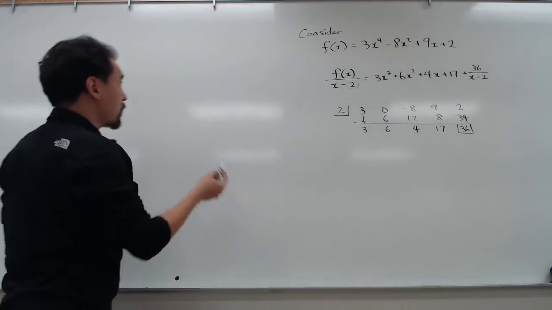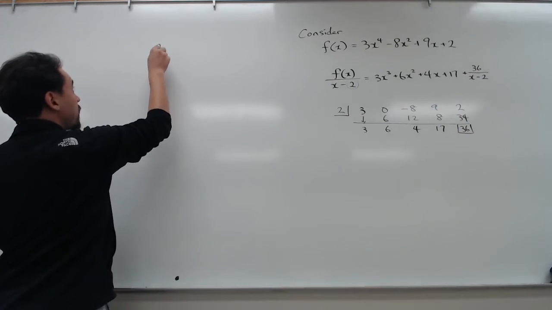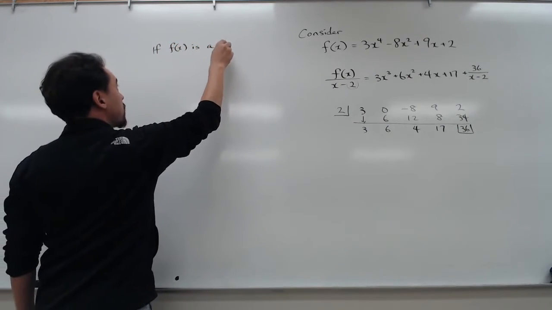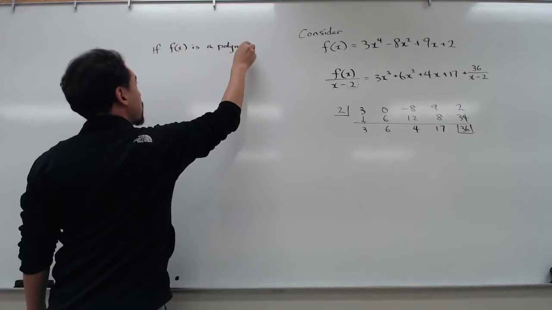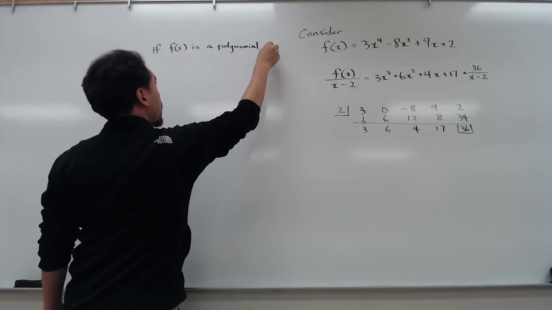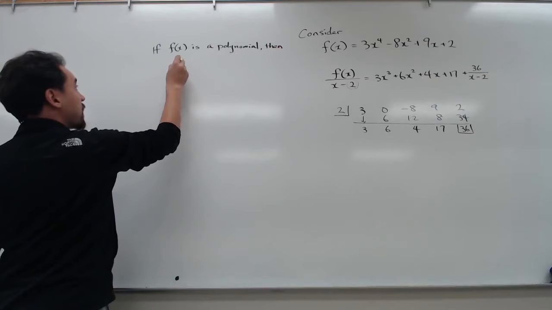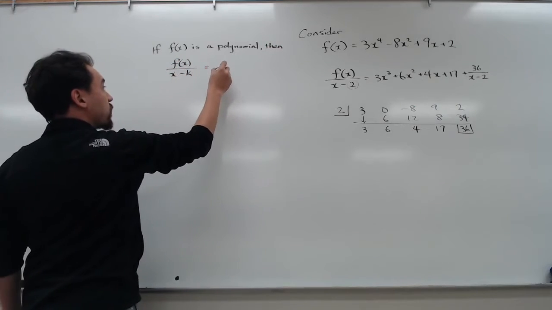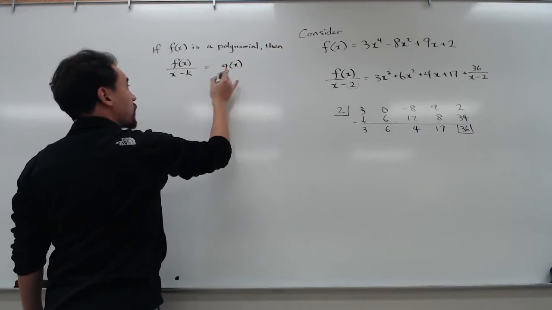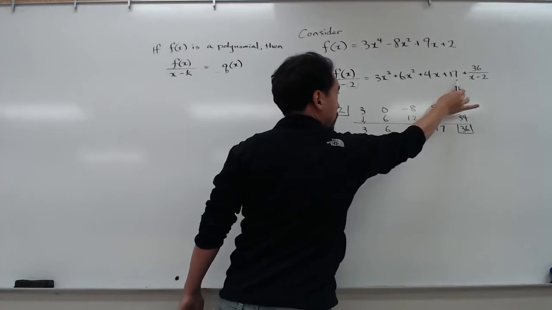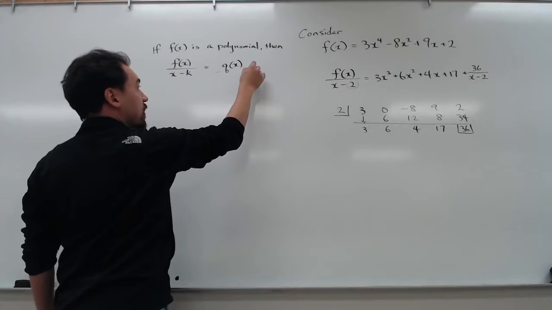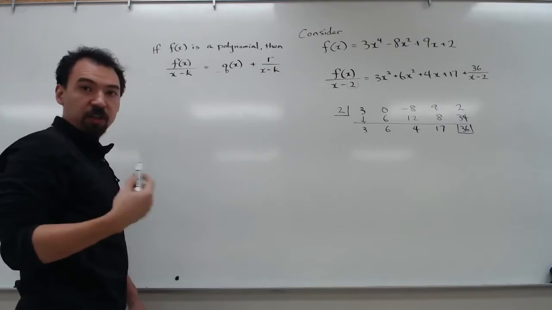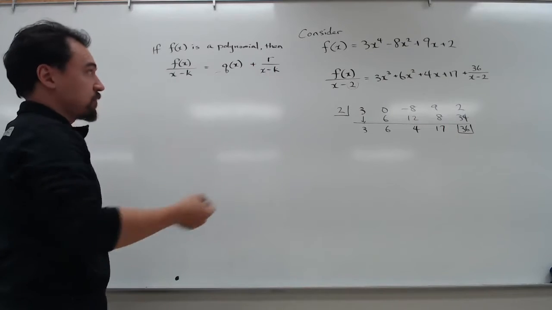And sort of in general, we know that if f of x is a polynomial, then we can do the following, where we take f of x and then divide by x minus k, and that's going to produce for us a quotient, which is a polynomial. So in this case, the quotient goes from there to the 17, plus some remainder over x minus k. And this is something that we can do in general because we have an algorithm to do this.